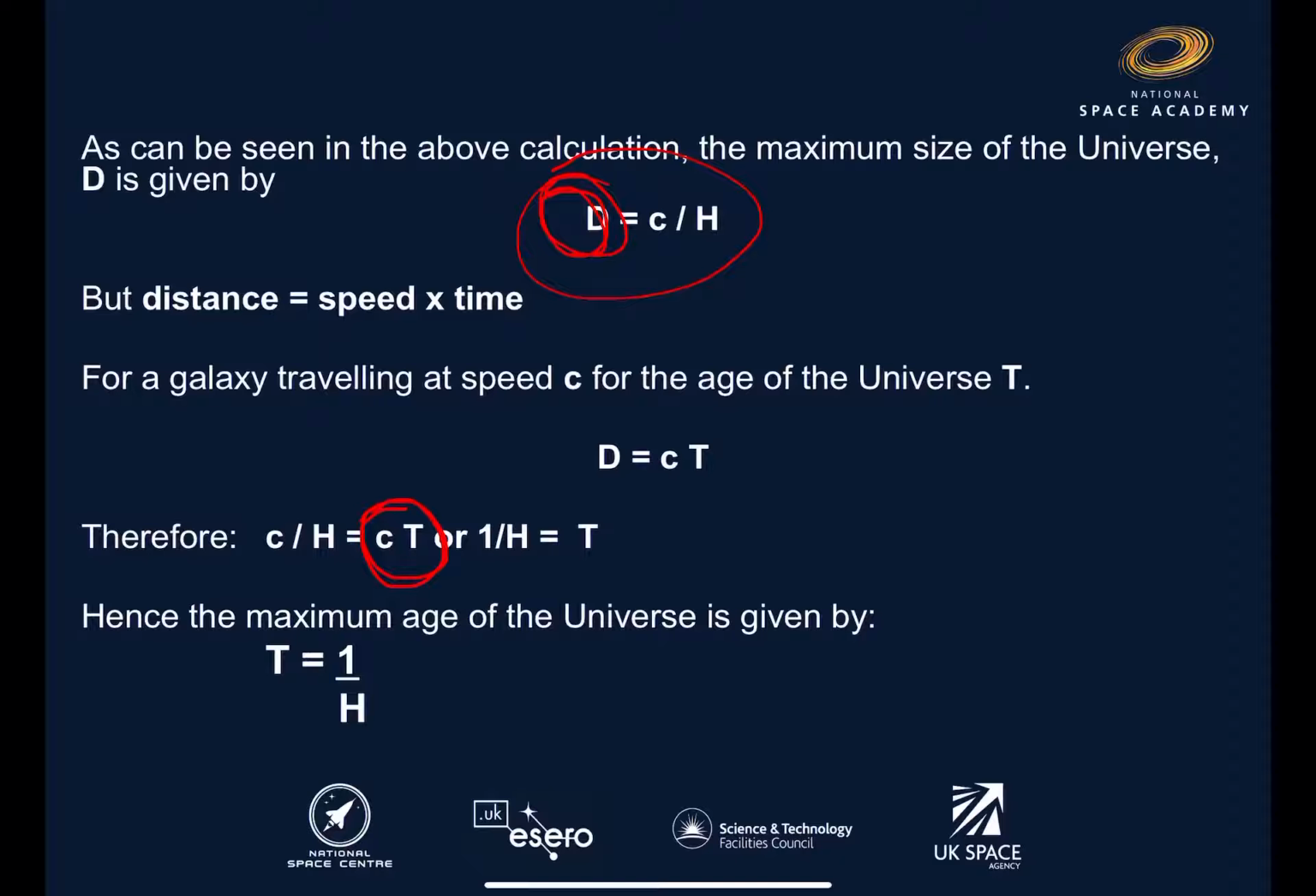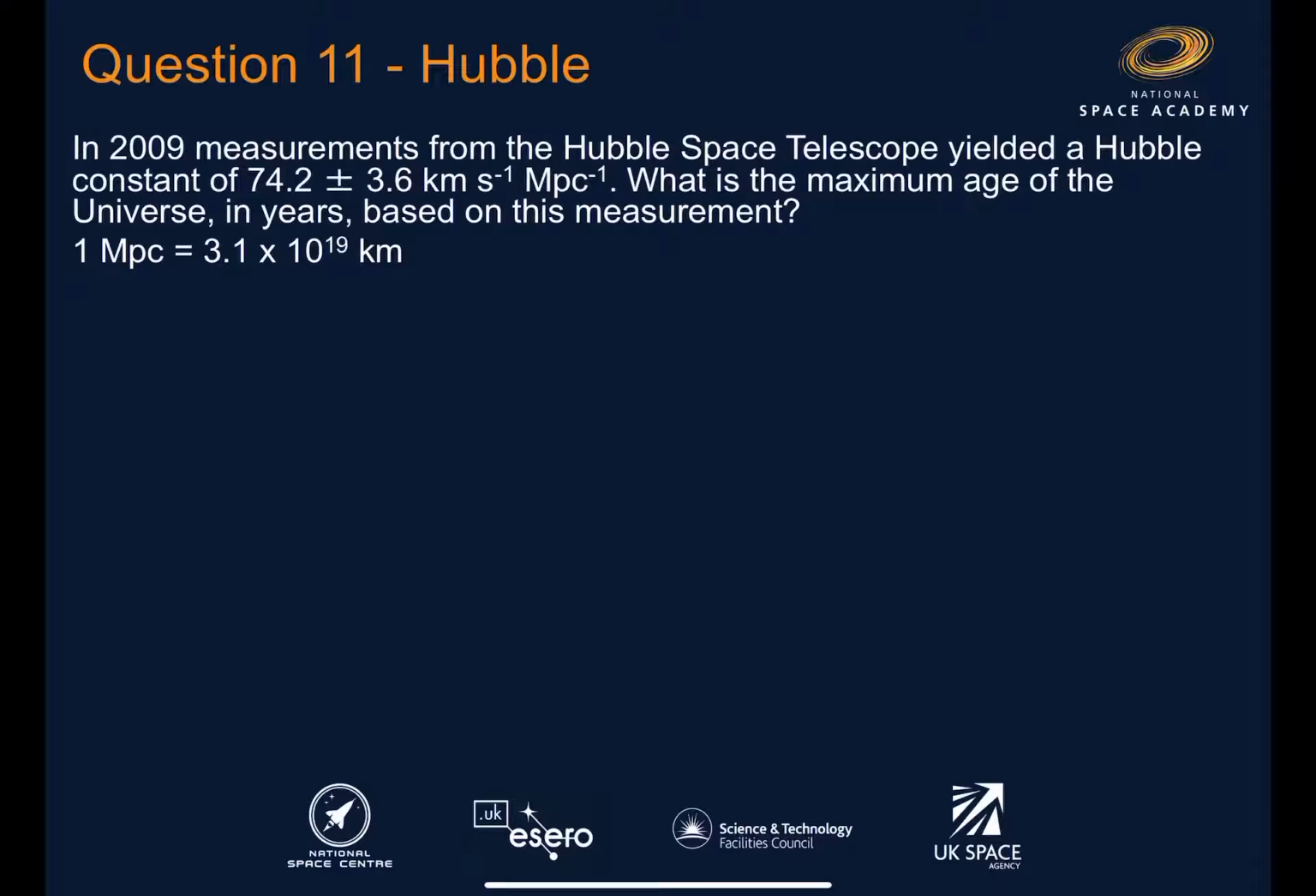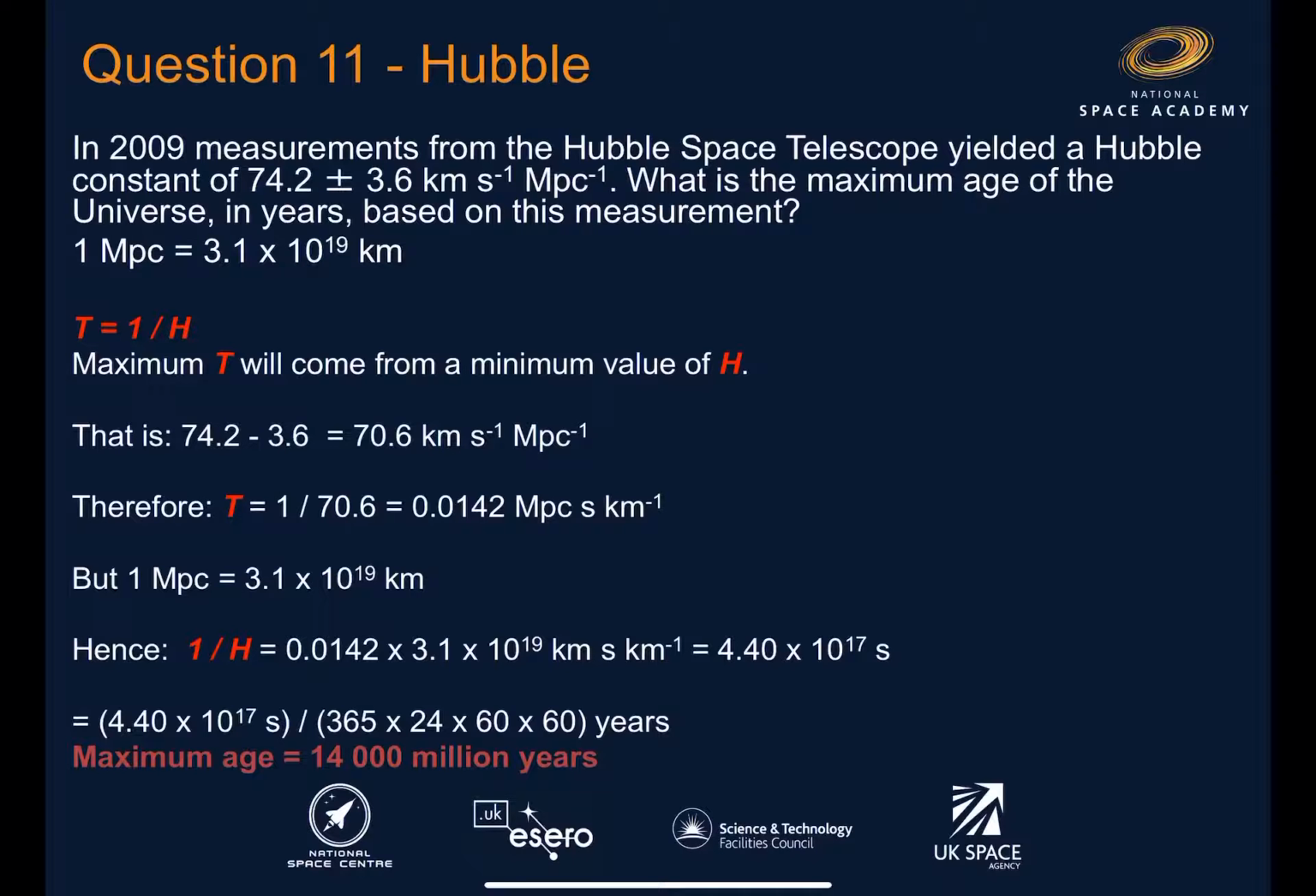Now you see, if you want to get t on its own, c is going to cancel and you're going to end up with 1 over h. So this seems like quite an easy question if you were to get this, because if they're going to ask you to estimate the age of the universe, it seems like they're just asking you to do 1 divided by the Hubble constant. But it's not quite as straightforward as it seems, because remember, the Hubble constant has this really awkward unit. Where is it on here?